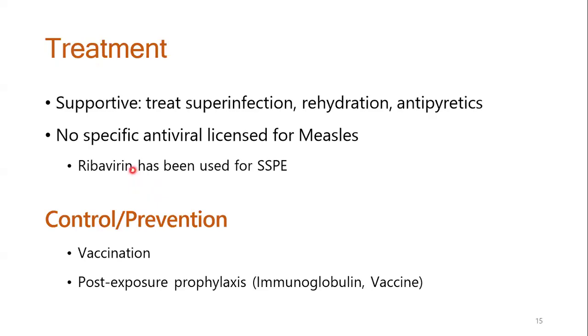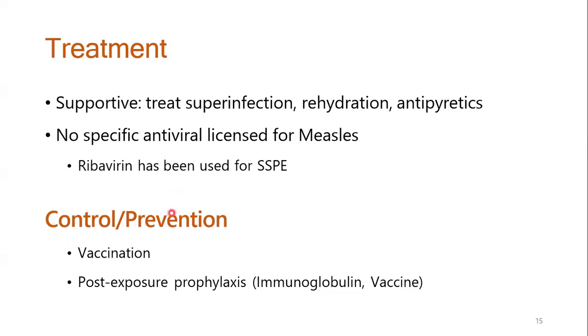Treatment, usually supportive. We treat the symptoms, treat superinfection, rehydration, and antipyretics. So this, since we said it comes with a fever, so we need to lower the temperature. No specific antiviral licensed for measles, though ribavirin has been used for SSPE, as you had said. Okay, so basically what you should know is supportive treatment.